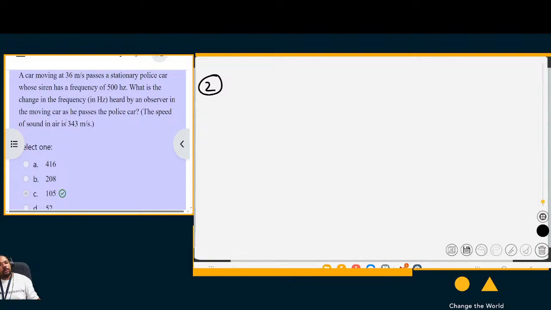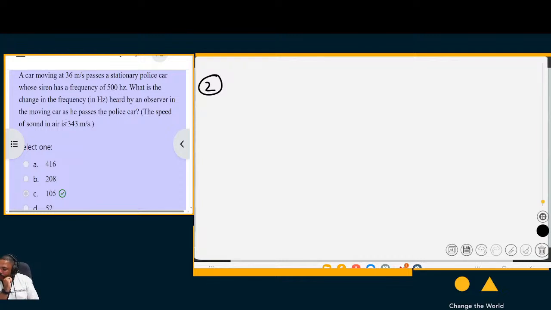Okay, so a car moving at 36 meters per second passes a stationary police car. So we have a car moving at 36 meters per second. It passes a stationary police car whose siren has a frequency of 500 hertz. In this case, the source is not moving, the observer is moving. What is the change in the frequency heard by an observer in the moving car as it passes the police car? The speed of sound in air is 343 meters per second.